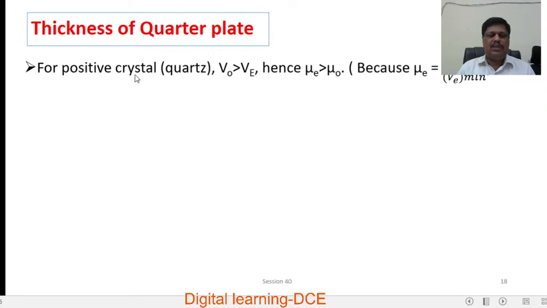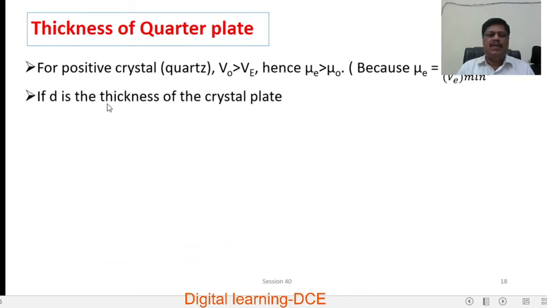For a positive crystal like quartz, the velocity of the ordinary ray is greater than the velocity of the extraordinary ray. Hence, mu e is greater than mu o, because for mu e, for a positive crystal, mu e is equal to c by VE minimum. Here, the velocity of the extraordinary ray for a positive crystal is minimum perpendicular to the direction of the optic axis. As VE is minimum, mu e is large. So, mu e is greater than mu o for a positive crystal.